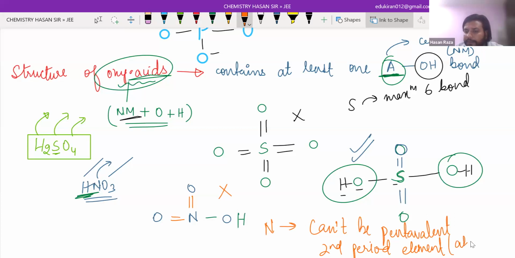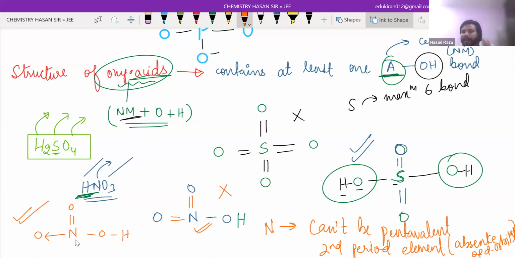Absence of d orbital. So nitrogen can make a maximum of 4 bonds, not 5 bonds, and here it is 5 bonds, so it will be wrong. So how are you going to draw the structure? First of all, it will be like this, double bond O, and this will be like this. This is the structure.